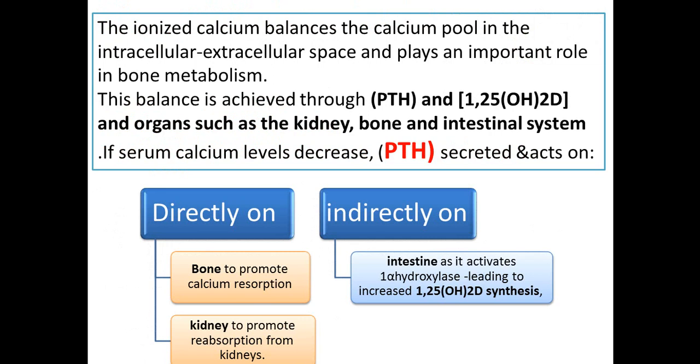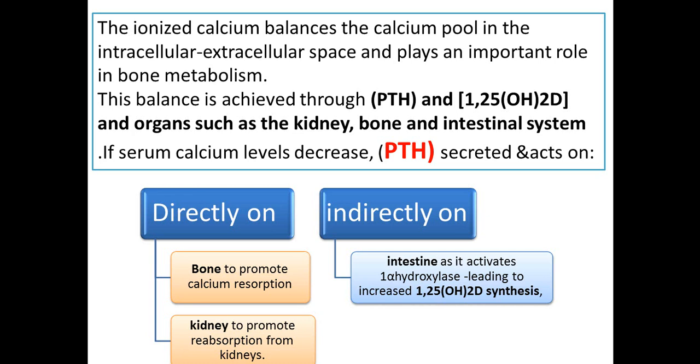The ionized calcium balances the calcium pool. It is the ionized calcium, as we said, that is the important part of the calcium in the body which has many physiological functions, and it is responsible for the balance of this calcium pool in the intracellular and extracellular space, and plays an important role in bone metabolism. This balance is maintained by parathyroid hormone and the active form of vitamin D, which we call 1,25-dihydroxyvitamin D, and also three other organs in the body: the kidney, bone, and the intestinal system.